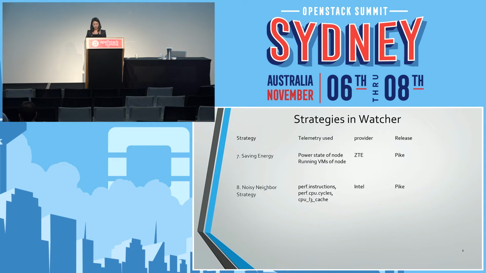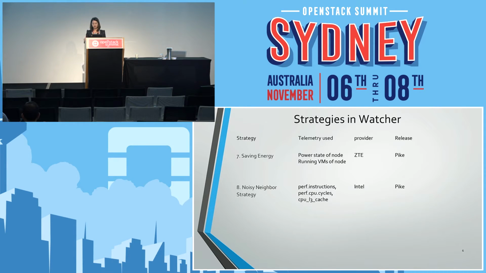And the last one, number 8, is the noisy neighbor strategy. This is a kind of RAM level optimization. It is provided by Intel. This strategy is about the L3 cache. This is critical and will limit the system level resources shared by all apps or VMs on one node.